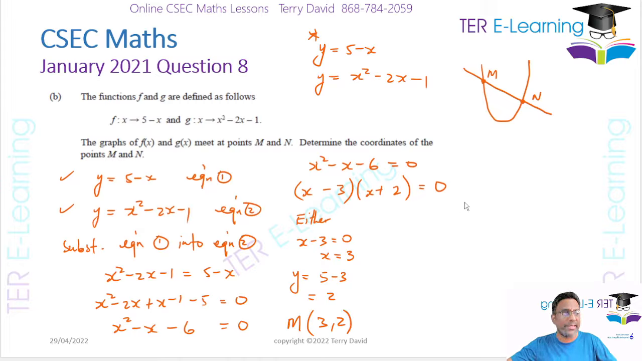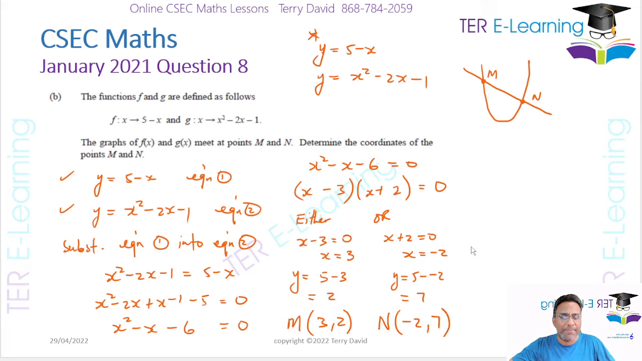That's one coordinate, right? So the other solution now, we have to put x plus 2 equal to 0. Therefore, x is equal to minus 2, right? And then we're going to substitute that minus 2 into my linear equation. So it's going to be 5 minus minus 2, which is going to give me 7. So therefore, this point here, right, is going to be minus 2, 7, right?